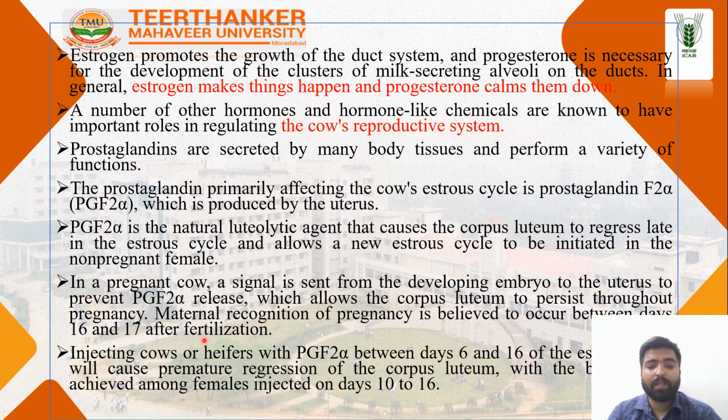Maternal recognition of pregnancy is believed to occur between days 16 and 17 after fertilization. Injecting a cow or heifer with PGF2 alpha between days 6 and 16 of the estrous cycle will cause premature regression of the corpus luteum, which can be achieved by injecting the female between days 10 and 16.